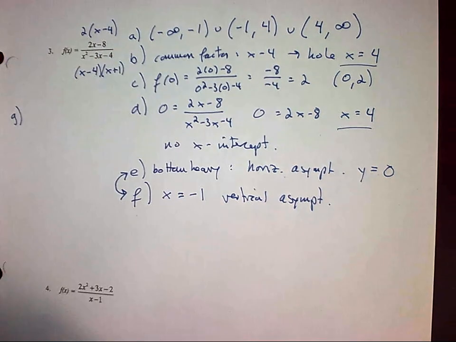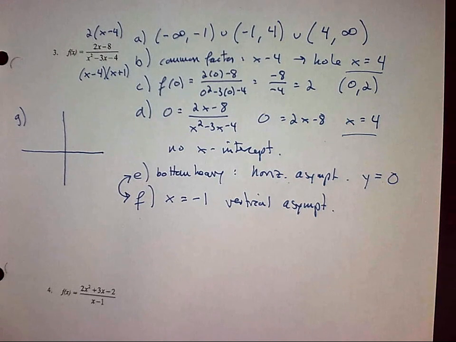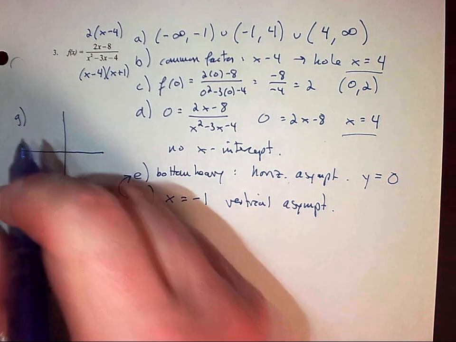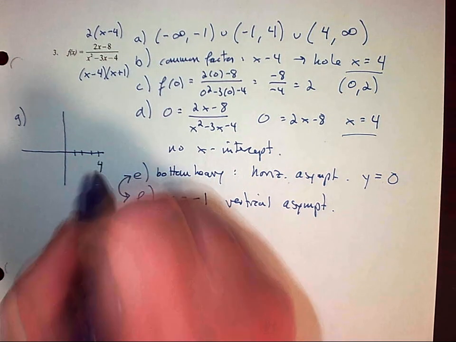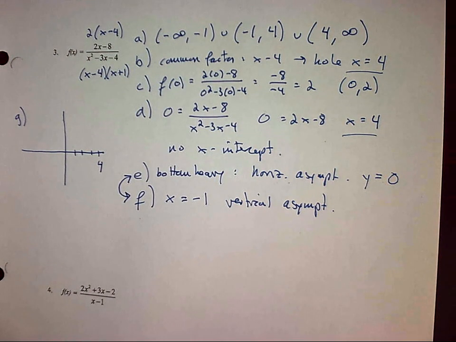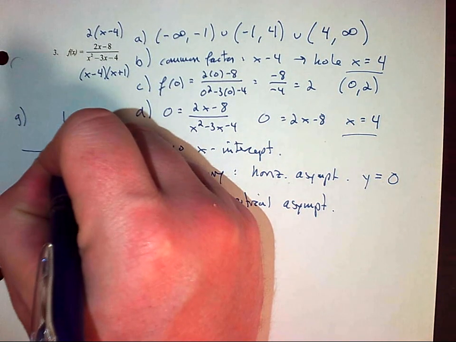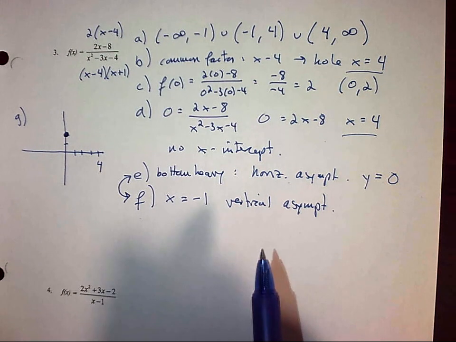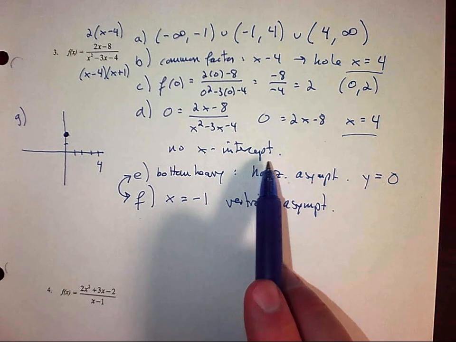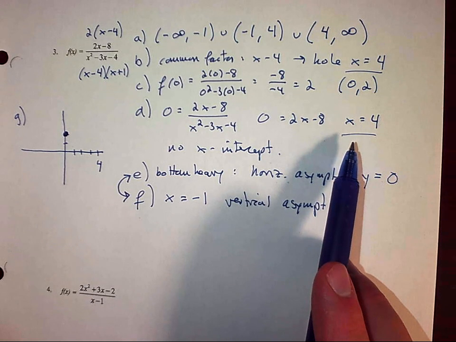All right, then we're going to graph this thing again. So let's try to graph it. We have our hole at x is equal to 4. We have a y-intercept at (0, 2). So we're going to cross the y-axis right here. We don't have an x-intercept, because we would have had it at x is equal to 4.